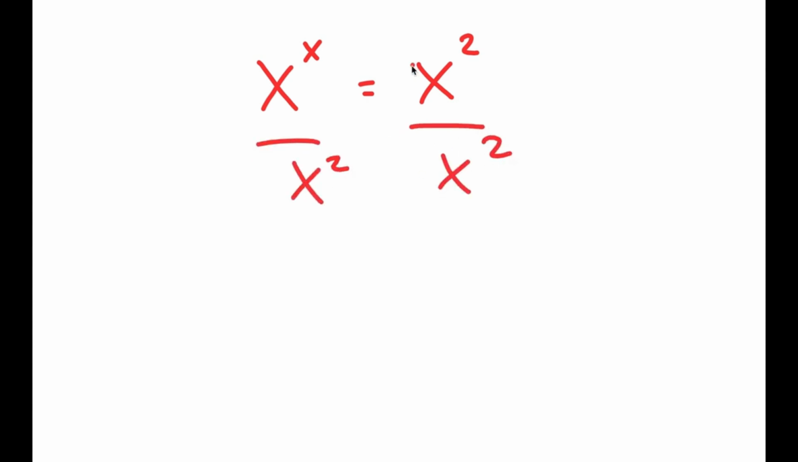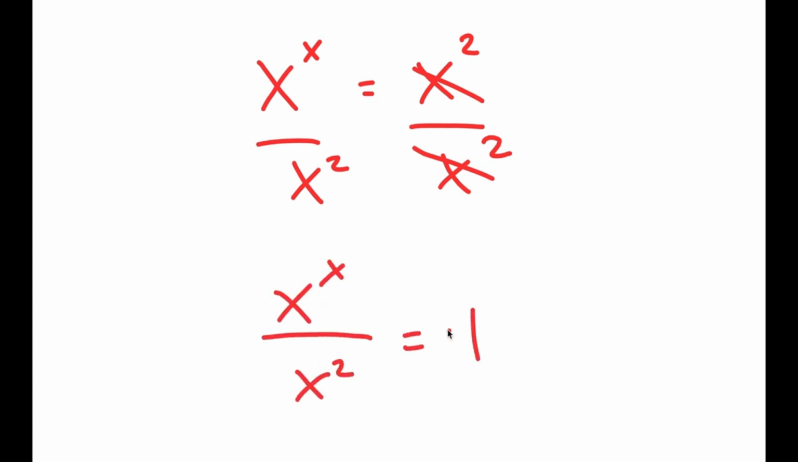Alright, so in this video, I'm going to solve the equation x to the power of x is equal to x to the power of 2. So to solve this, I'm going to first start by dividing both sides by x squared. So these two cancel out, and I get x to the power of x over x to the power of 2 is equal to 1.